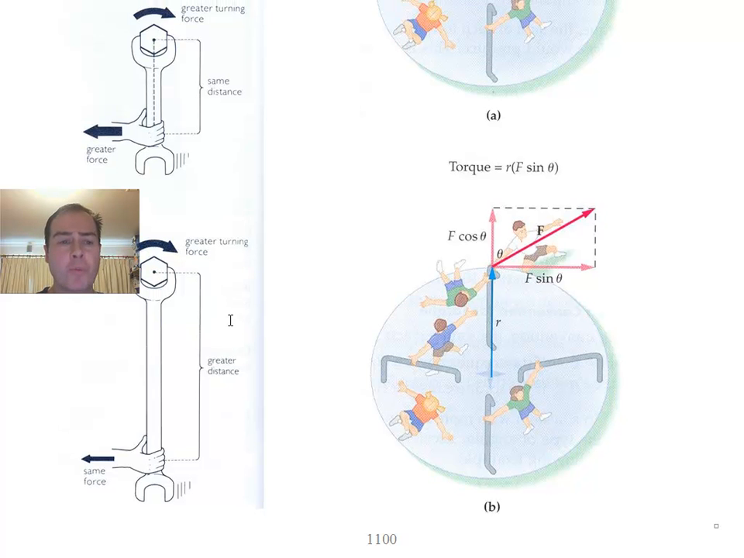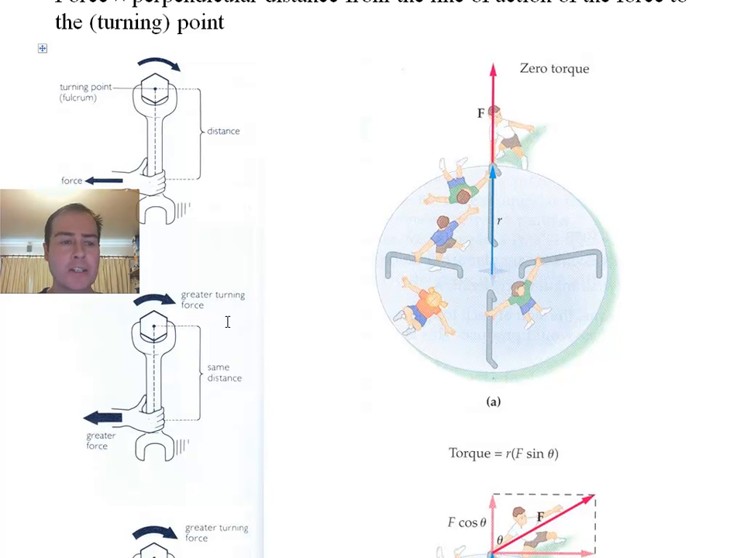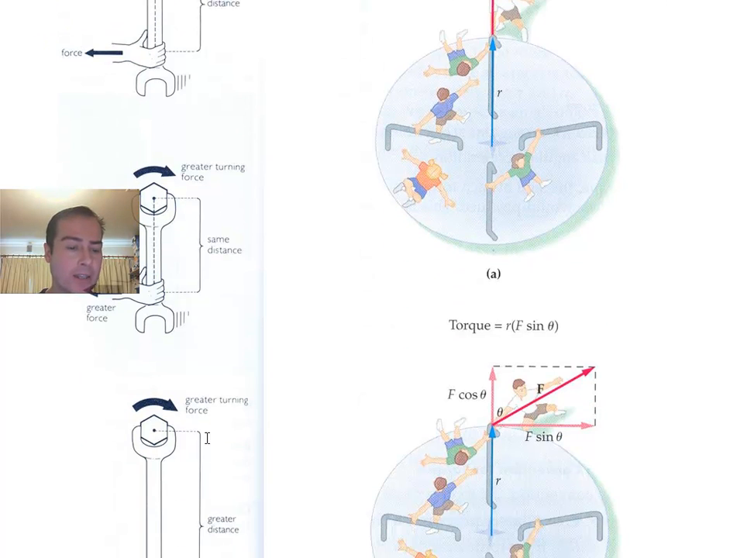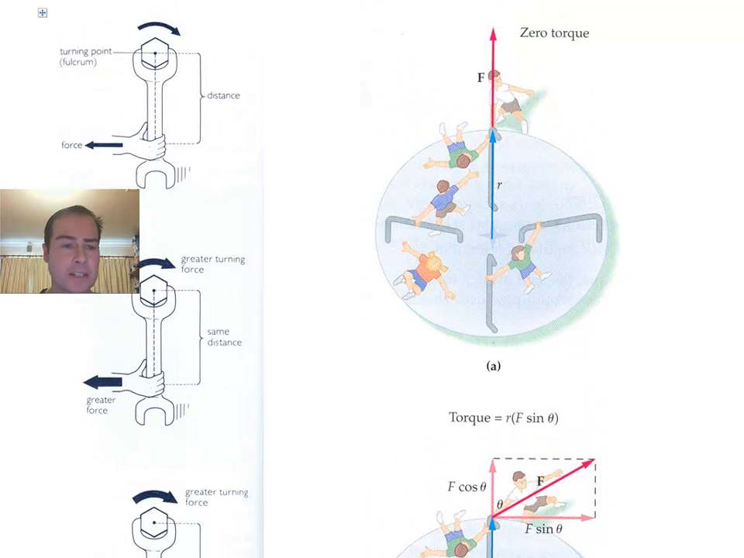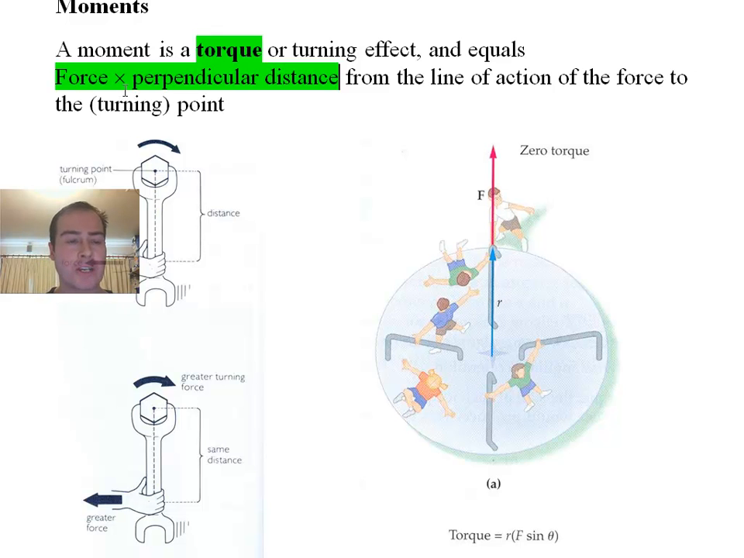So in summary, we can increase the size of the rotational effect by either increasing the size of the force or the length at which the force acts, the size of the distance. And so we define rotational effect or torque as the product of force times perpendicular distance from the point of rotation. And these are the two factors or two quantities that affect the size of the rotational force.